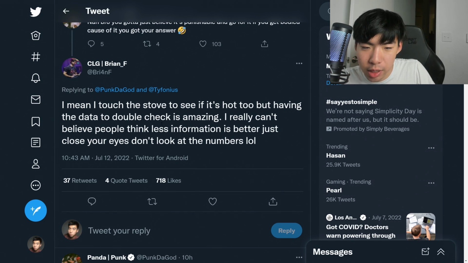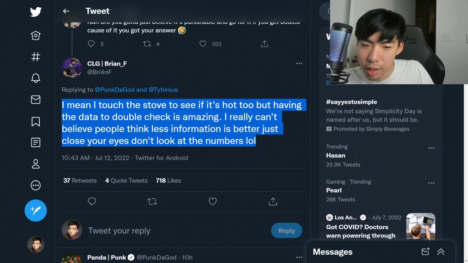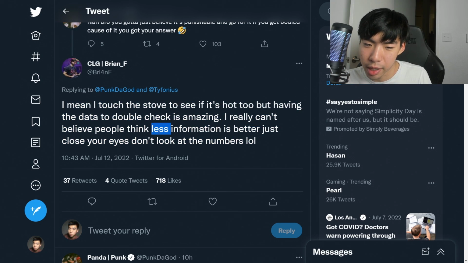Punk is not really saying that less information for himself is better. He's more saying that less information for everyone is better, which I don't necessarily agree with, but I think he does have a point that less information for the whole general public, and having the game in a less evolved state, could be more fun in some aspects.